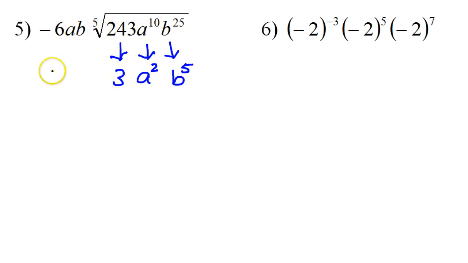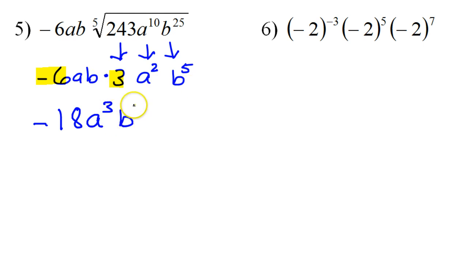Now, we still have the negative 6ab that needs to be multiplied. Now, the negative 6 and the 3 will multiply and make negative 18. A times a squared is a to the third power. B times b to the fifth power is b to the sixth power.